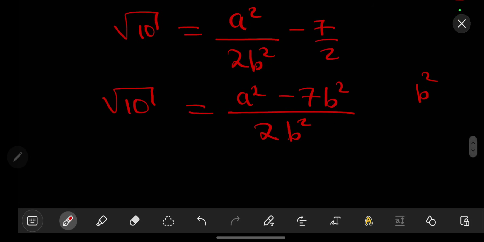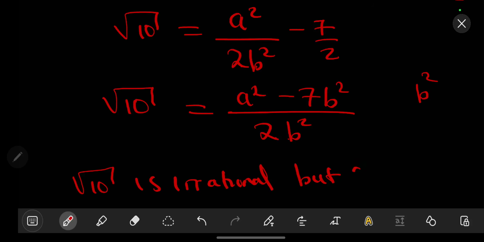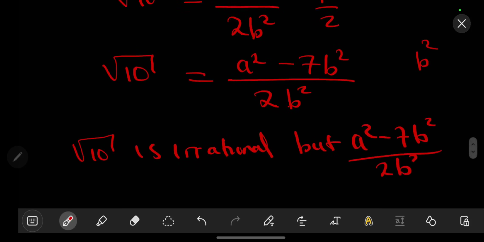Now whenever you see this, we have been taught that the square root of 10 is irrational. So the square root of 10 is irrational, but a squared minus 7b squared over 2b squared is rational.